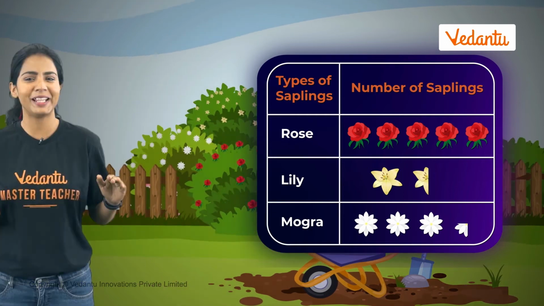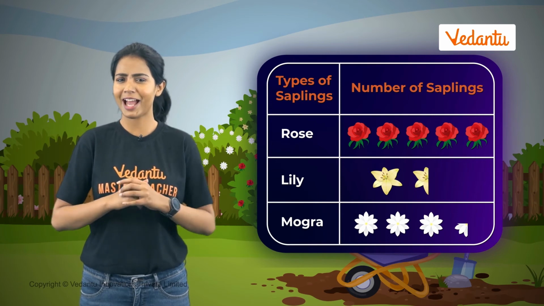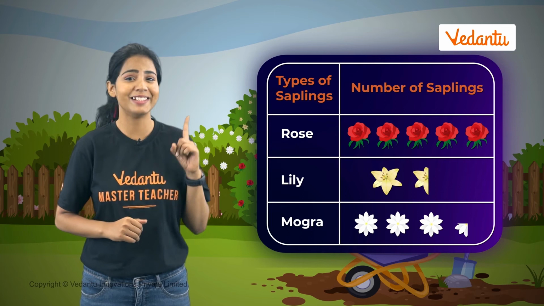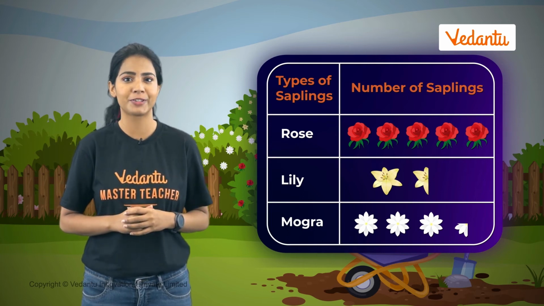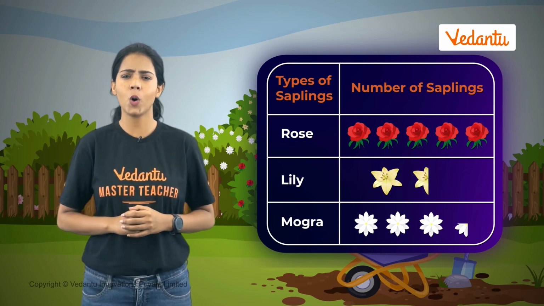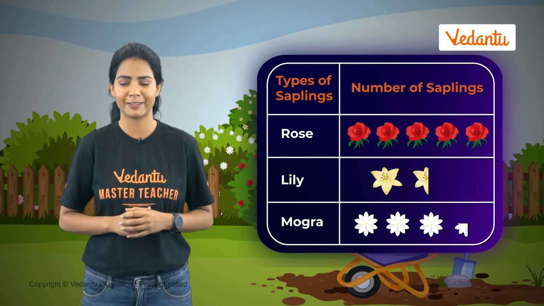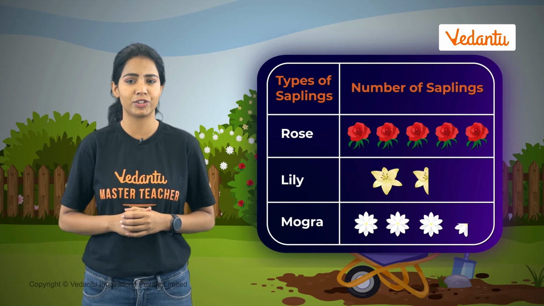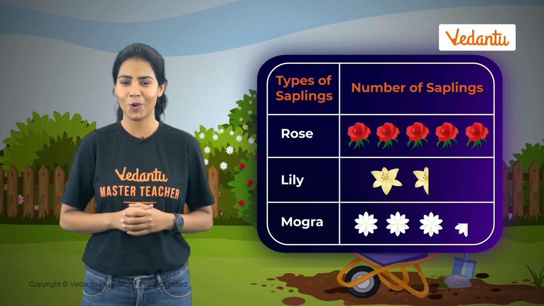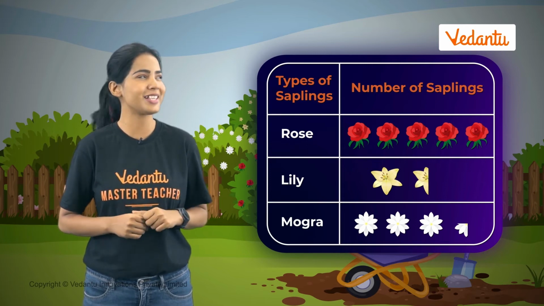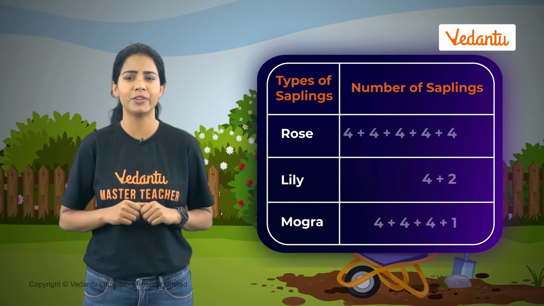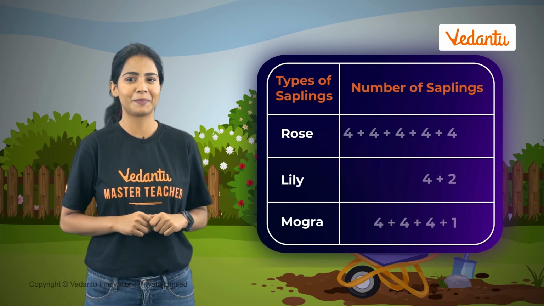Step 1 completed. Now, can you guess what step 2 will be? Turning these images into numbers. So we know a whole image represents 4 saplings. Half image represents 2 and finally a quarter image represents 1. So let's put these values in our table. So after changing the images into numbers, this is what we have got.